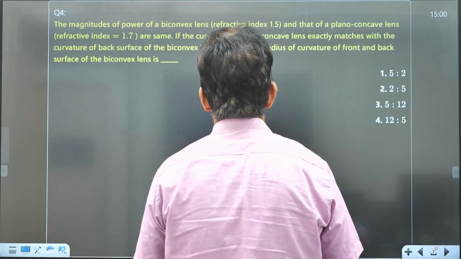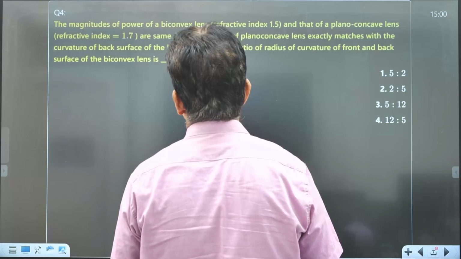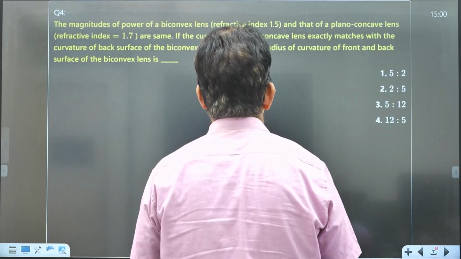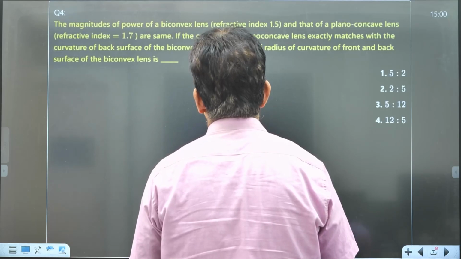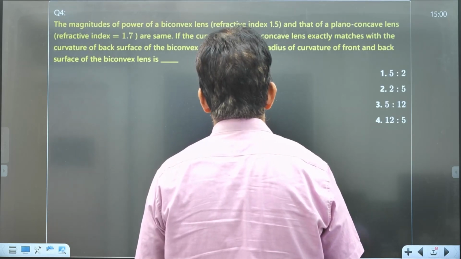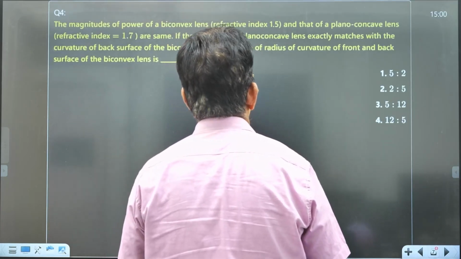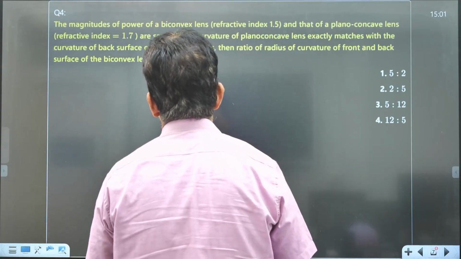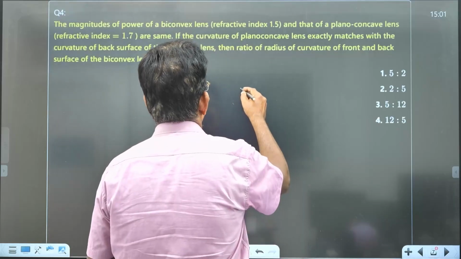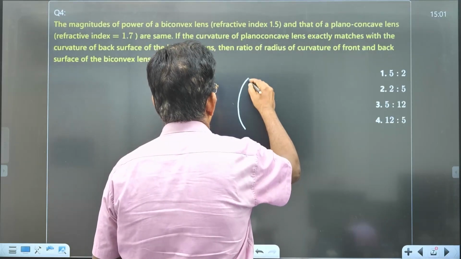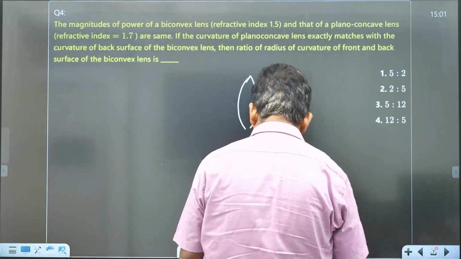Magnitudes of power of a biconvex lens of refractive index 1.5 and that of a plano-concave lens of refractive index 1.7 are equal. The curvature of the concave lens exactly matches with the curvature of the back surface of the biconvex lens. Then find the ratio of the radius of curvature of front and back sides of the biconvex lens. Isn't it? First is a biconvex lens. So I'll draw in the next page, in the explanation page, that will be better.